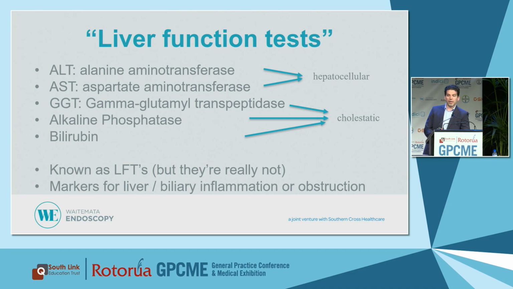GGT and alkaline phosphatase most likely live in the lining of the bile duct, so if there's irritation there, you can get what's called cholestatic liver function tests. The problem is these enzymes are present in so many other organs, so if one is elevated by itself, it may not be the liver. If they're elevated in combination, it quite often becomes more likely that the liver is involved. But they're not really liver function tests; it's either liver or biliary inflammation or obstruction.